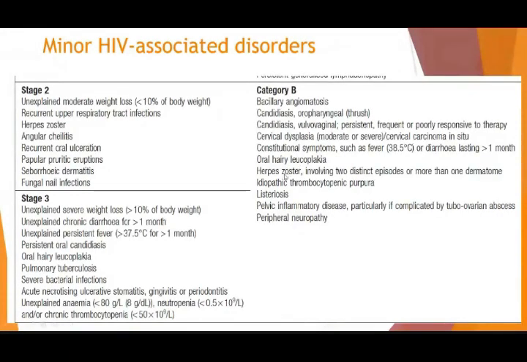Herpes zoster is also common during HIV infection, especially in the later stages, and it involves two distinct episodes and more than one dermatome. Usually we see herpes zoster in one dermatome in an immune competent or slightly immune compromised patient. But in advanced HIV infection, if you see a patient with herpes zoster involving more than one dermatome, you have to screen for HIV because it is an unusual presentation in an immune competent patient.